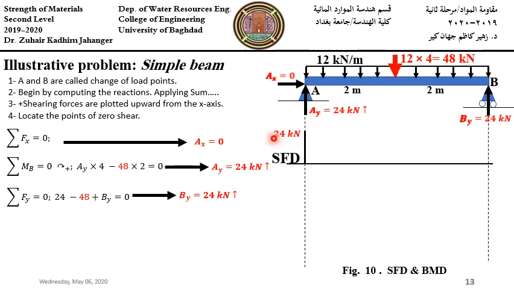And we have 24 minus 48, which will be minus 24 at B. Again, at B, the upward reaction decreases the shear ordinate back to 0, as shown here. We have 24 upward.